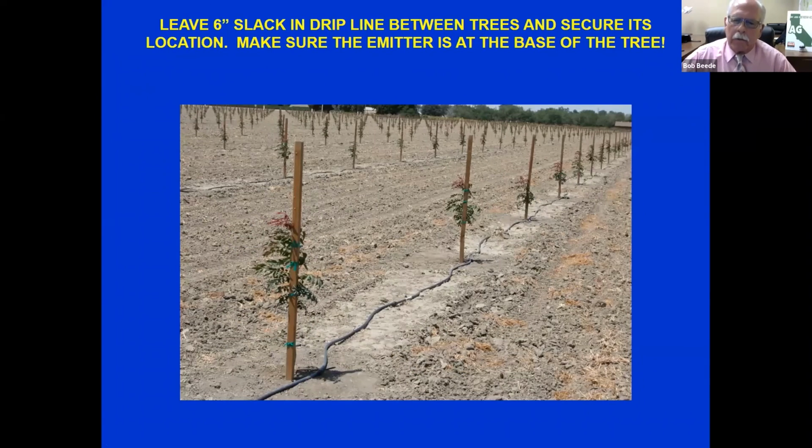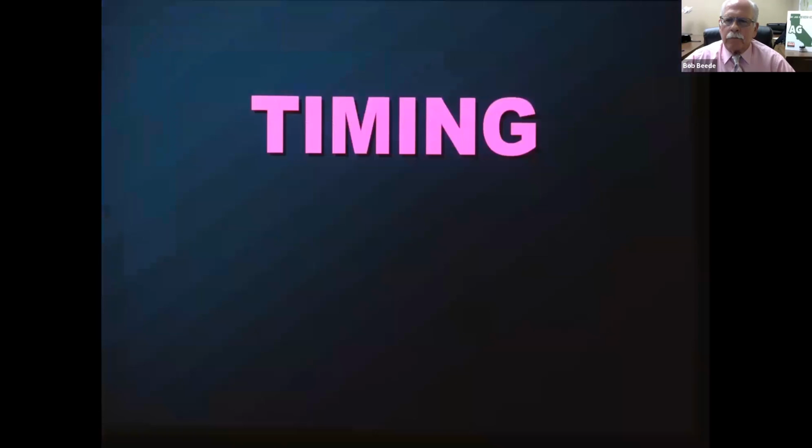Another key element that I want to start off and remind you of is when you lay out your drip line before you plant, get it laid out early, let it relax, and leave about 6 inches of drip line between the trees. And this is very important because that drip line is going to walk on you during the growing season as it gets warm and cold. And the emitter, which must, I repeat, must remain at the base of the tree in order to get this uniformity we desire, will start walking away from the tree, and you will now have lost your opportunity to achieve this uniform growth. So leave slack in the lines.